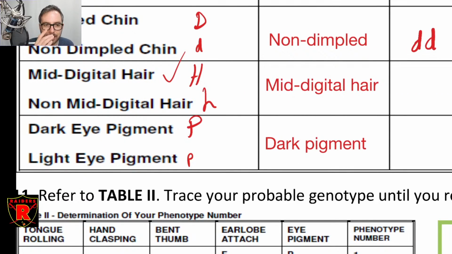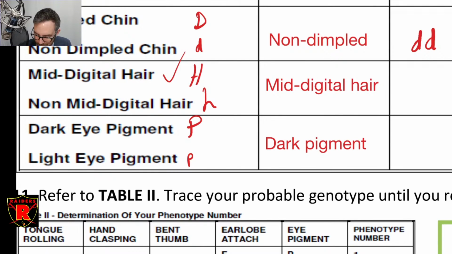Mid-digital hair. Okay, have a look at your fingers. There are 3 bones in each finger: top one, middle one, and bottom one that joins your hand bones. Top, middle, and then proximal, the closest to your body. Look at the middle section. Flip your hand over, have a look on the back. Do any of your mid digits, the middle section of each finger, have hair on them? That's called mid-digital hair.